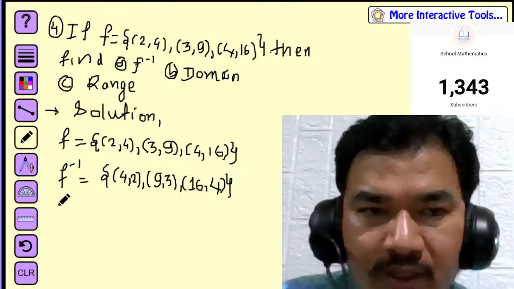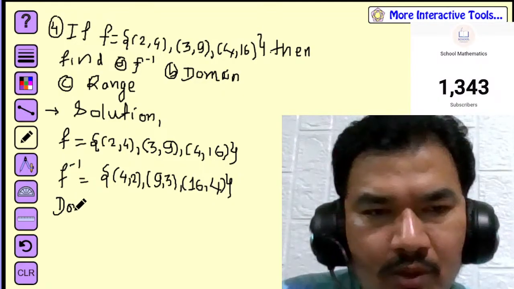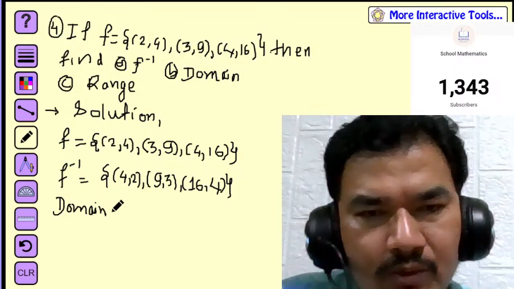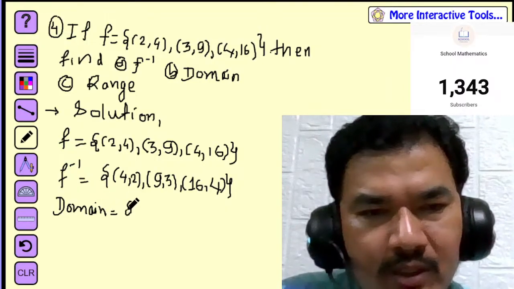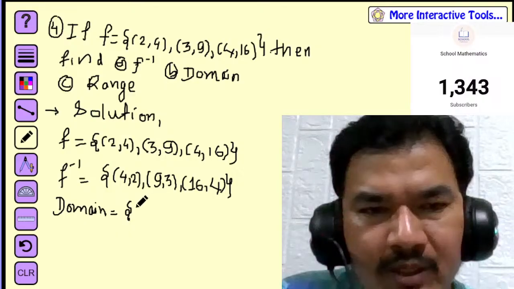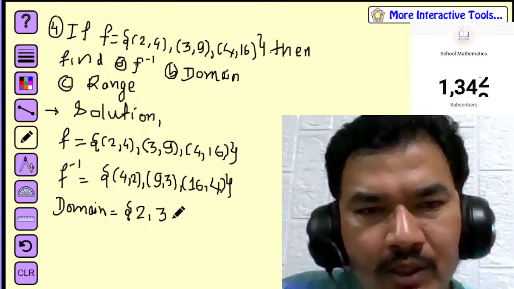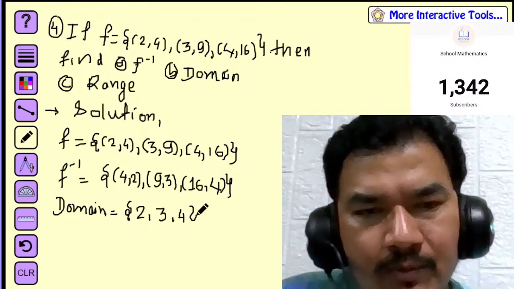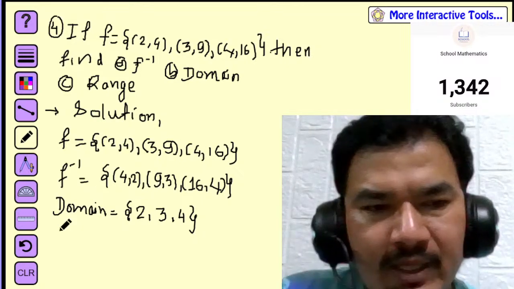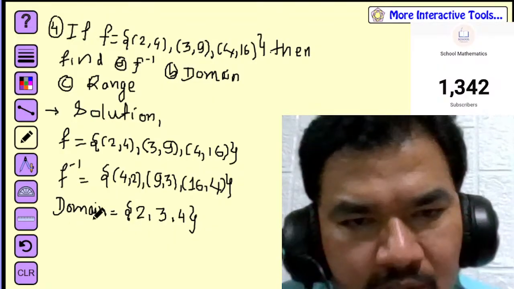And if it is asked to find the domain of the function, then look here, domain we can write shortly as D, or you can write the full form also, that will be best. Write domain equals, when you write the domain of the function, we have to take from this set of ordered pairs the first elements only: 2, 3 and 4. From this function we have to take the first elements, that will make the domain. Domain is the set formed by taking the first element of the ordered pairs, okay.